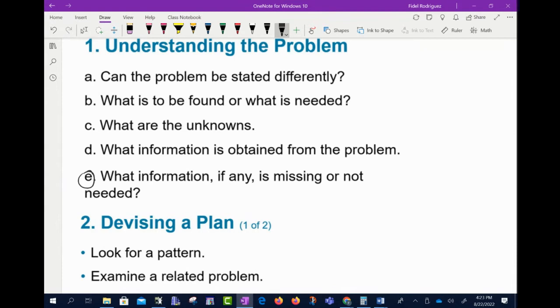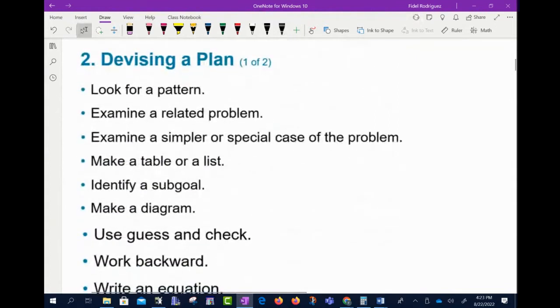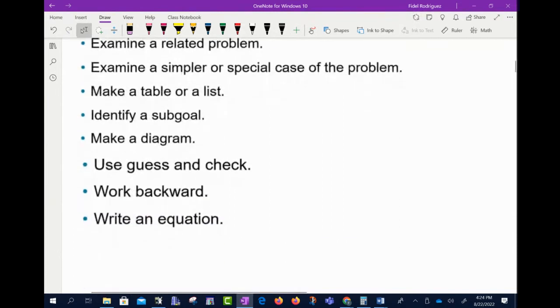So in part of devising the plan, we're going to look for a pattern. Sometimes we look at a problem that we've already done and see if we can make the current problem one like we've already solved before. We're going to examine a simpler or a special case of the problem. Sometimes we make a table or a list. We identify something called a sub-goal. Sometimes we make a diagram. Sometimes we just guess and check. Sometimes we work backwards. We'll write an equation.